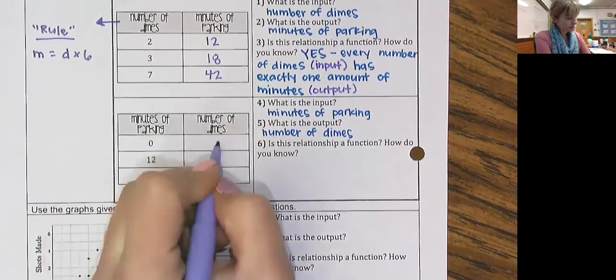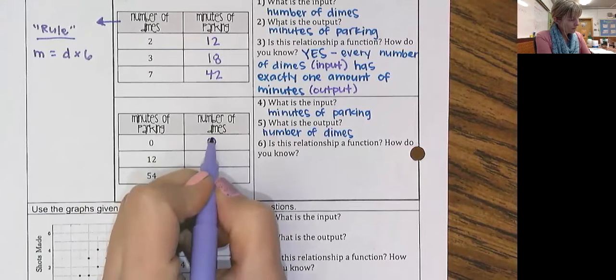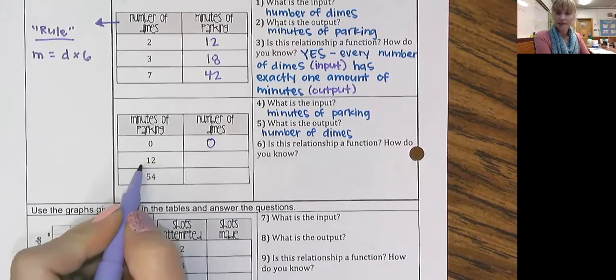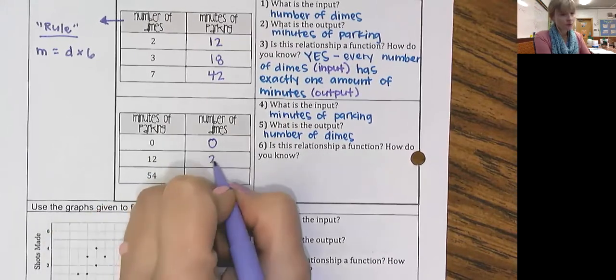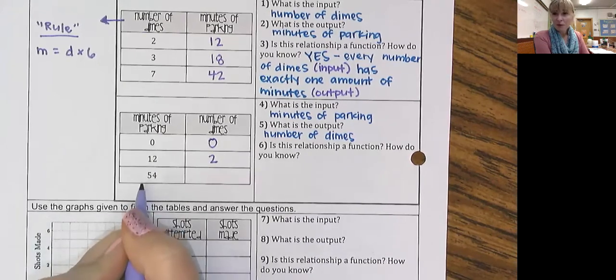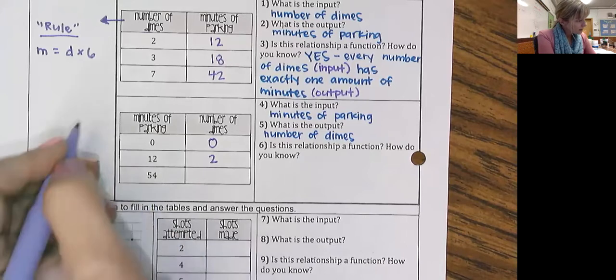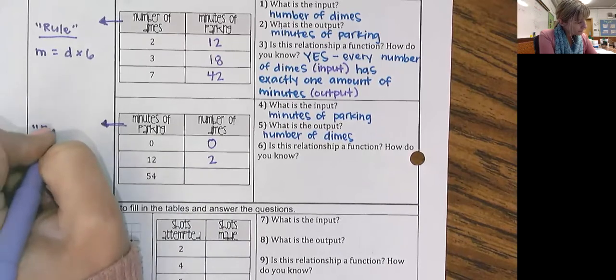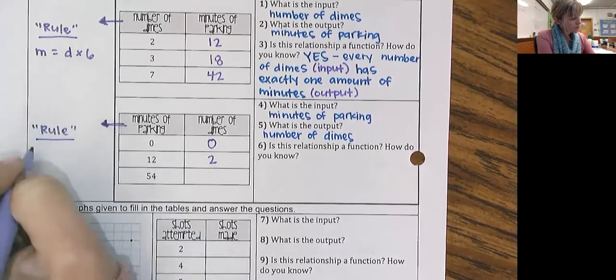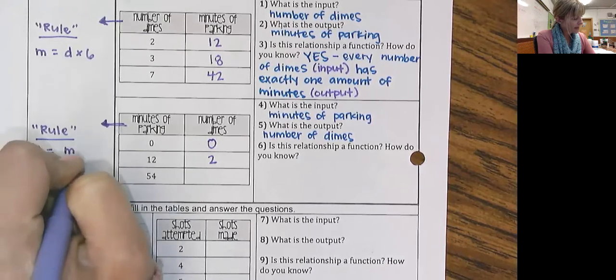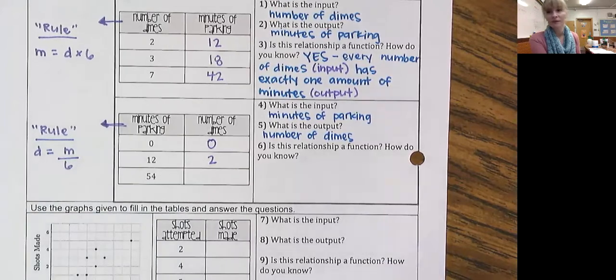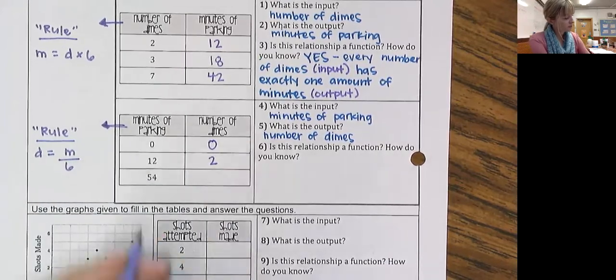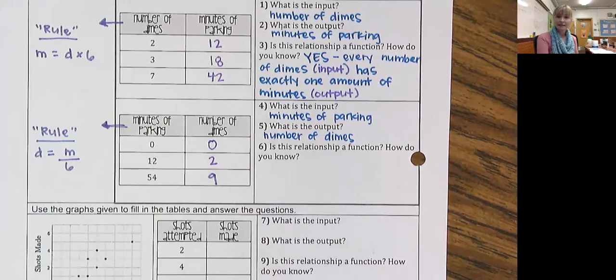0 minutes of parking means you use 0 dimes, right? What if you got 12 minutes of parking? How many dimes did you use? You must have used 2. What if you got 54 minutes of parking? How many dimes did that take? Let's think about it for a second, is there a rule that can be followed here? In this case, you are now finding the dimes by doing minutes divided by 6, right? We're doing an inverse operation because we're going backwards. So 54 divided by 6, that must have taken 9 dimes.